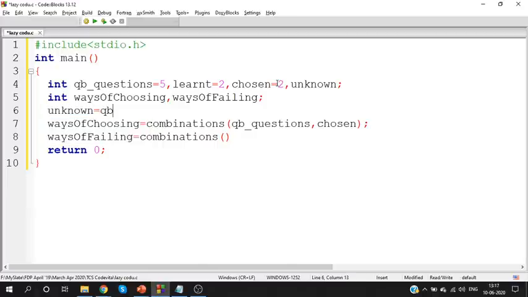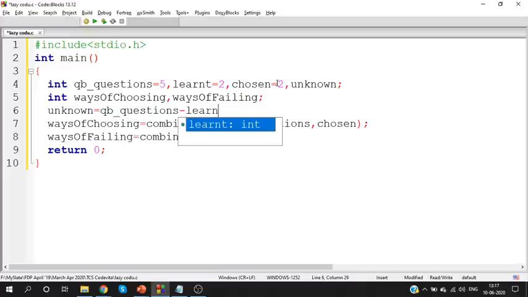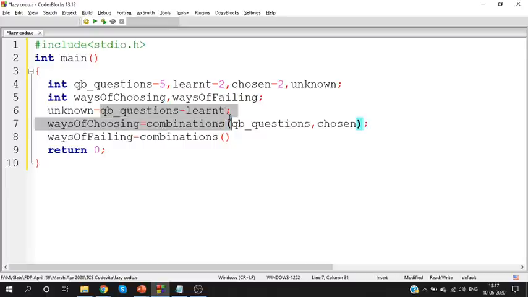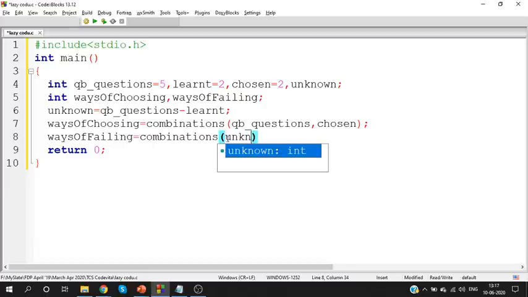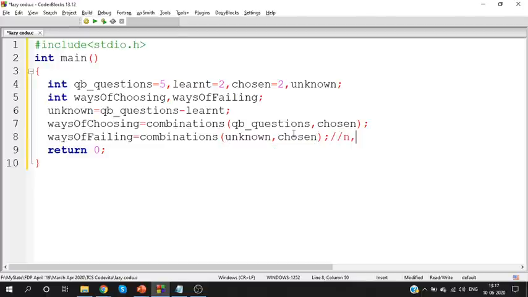How will we calculate unknown question? From the question bank, eliminate the learned questions. This is clear? From the question bank, if I eliminate the learned questions, that will be the unknown questions. So how will we calculate the ways of failing? To fail, all choices should be made from unknown questions only. So from the set of unknown questions, choose all the questions. Can you understand this? Yes, it is n comma r.